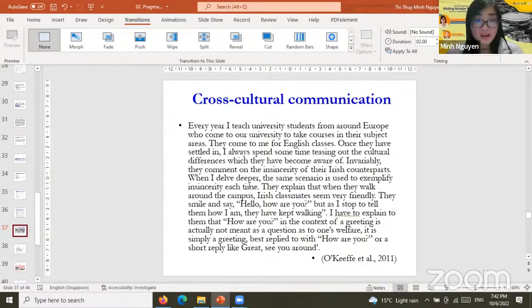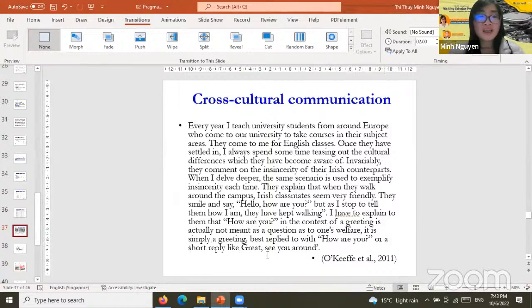When I delve deeper, the same scenario is used to exemplify insincerity each time. So every time she asks, why do you think that Irish people are not genuine, are not sincere? She gets the same response. They explain that when they walk around the campus, their Irish classmates seem very friendly. They smile and say, "Hello, how are you?" But as I stop to tell them how I am, they have kept walking. I have to explain to my students that "how are you" in the context of a greeting is actually not meant as a question as to one's welfare. It is simply a greeting, and best replied to with "how are you?"